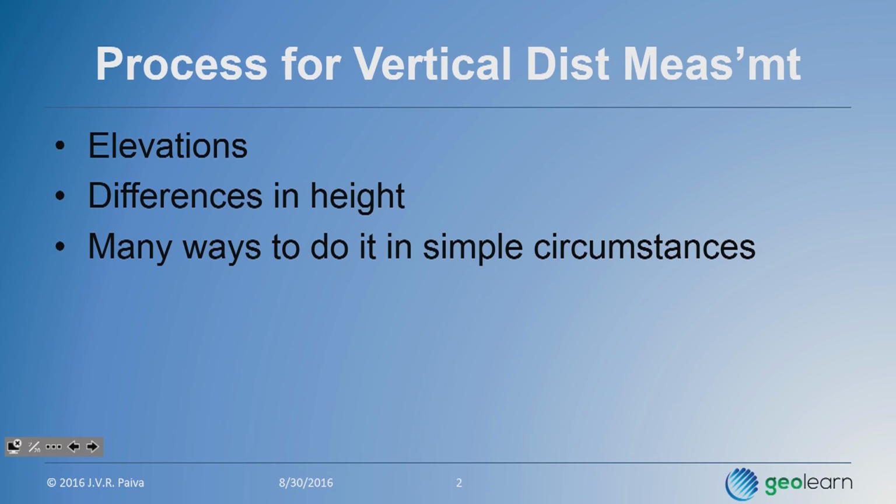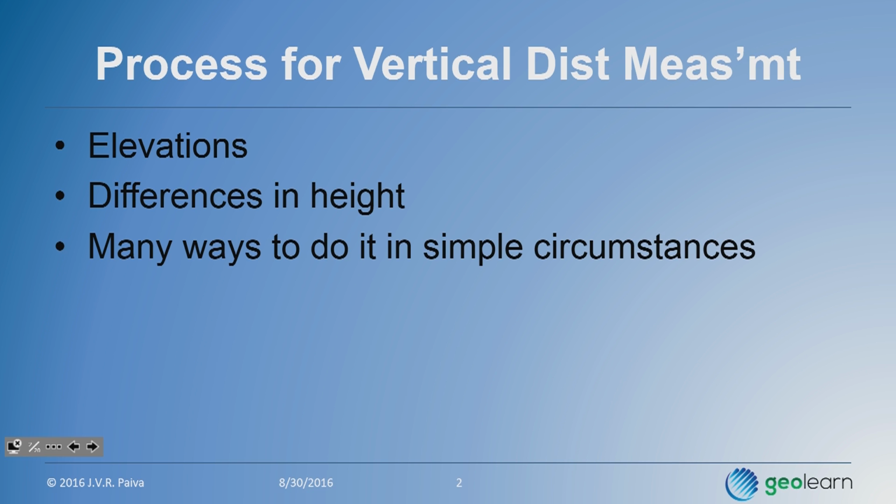So basically, leveling is a process for vertical distance measurement. And we often say that when we are measuring vertical distances, we are talking about elevations. So whenever you hear the term elevations, you should realize that it involves a process for measuring vertical distances. Sometimes we talk about it as measuring differences in height. And there are many ways to do this in simple circumstances.